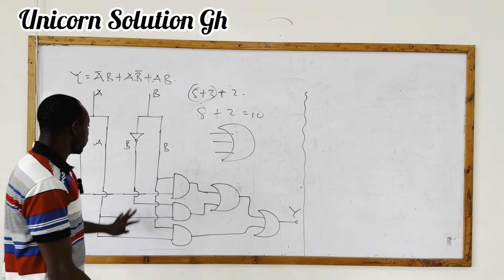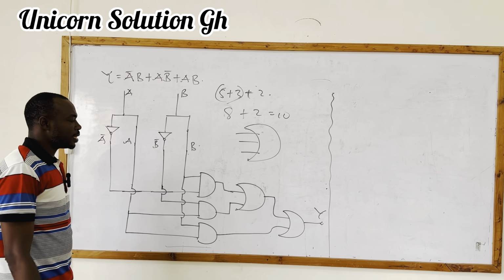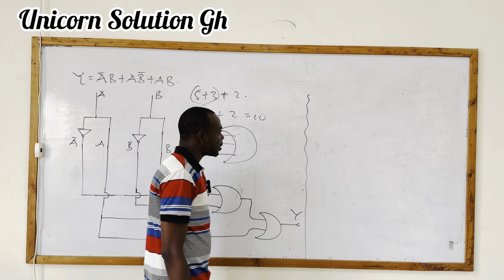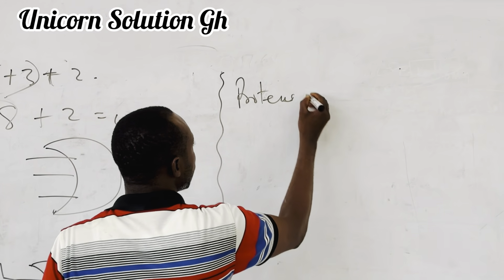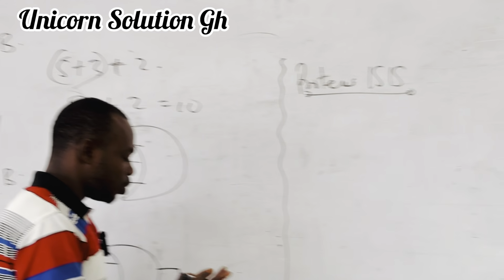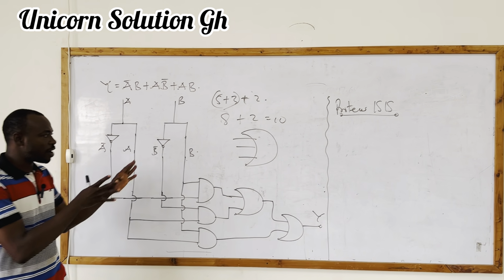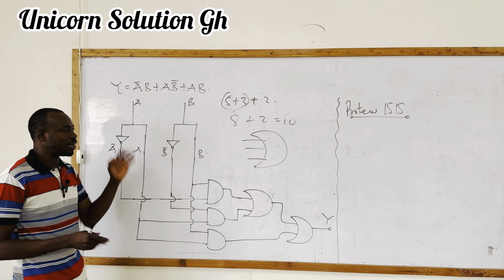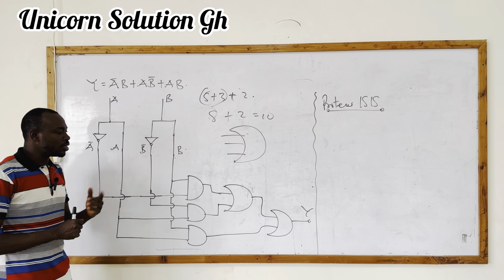With this, we know that when we simulate this in our software, we should be able to get the answers. An example of software that you can use is Proteus IS. If I simulate this, I should be able to get the table, or I should be able to verify the table for whatever we had.